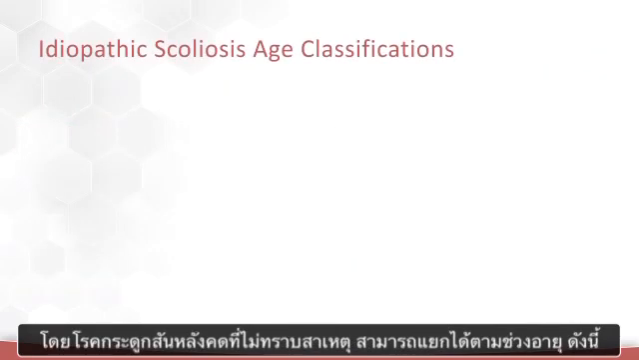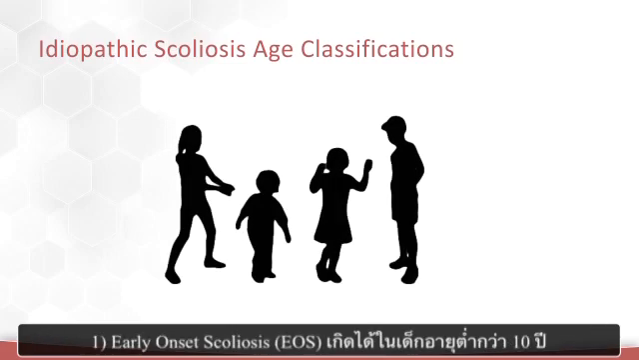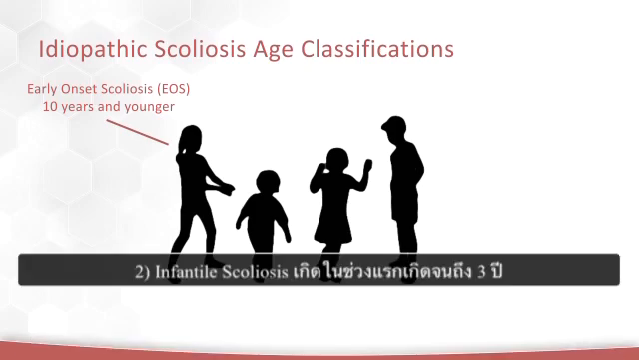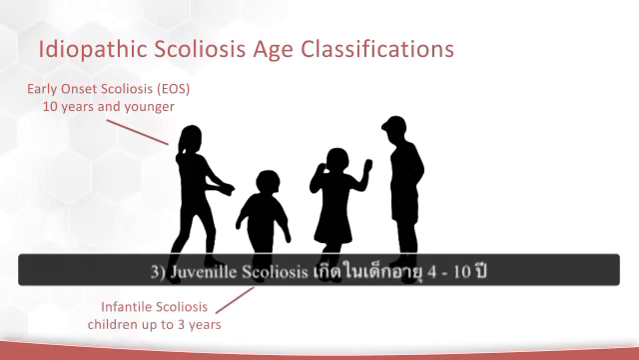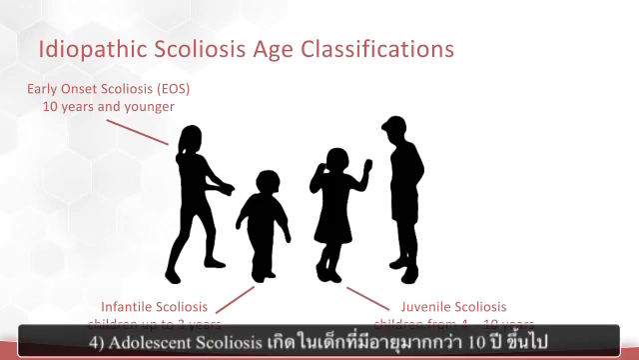It can be further classified by age. Early onset scoliosis, or EOS, refers to that in children 10 years or younger. EOS can be further defined as infantile, representing ages up to 3 years, and juvenile, referring to children from 4 to 10 years of age. Adolescent scoliosis refers to that in children greater than 10 years old.